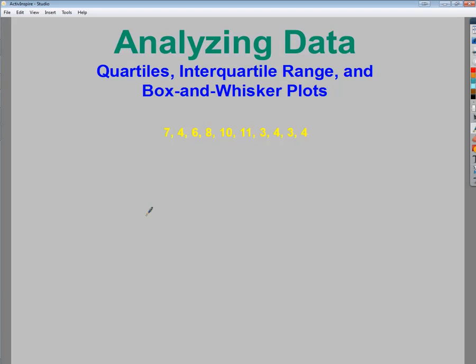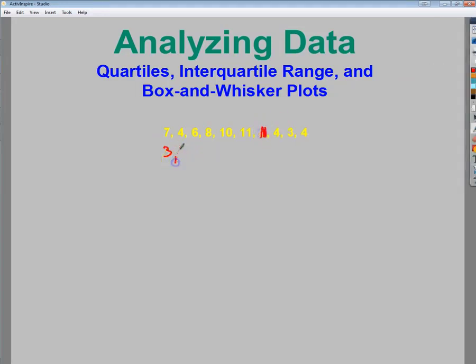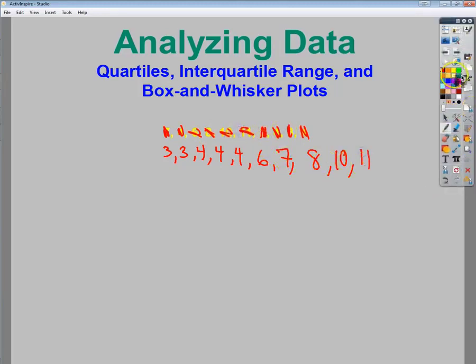The first thing that I need to do is rewrite it in such a way that I have it in numerical order. So ascending, preferably: 3, 4, 4, 4, 6, 7, 8, 10, and 11.